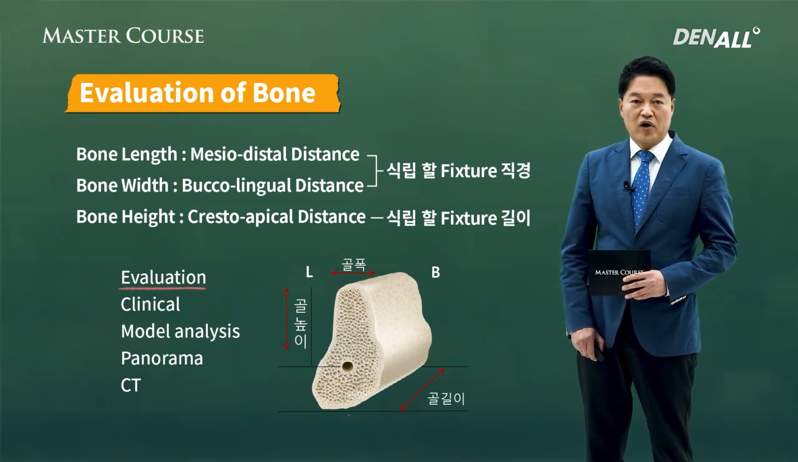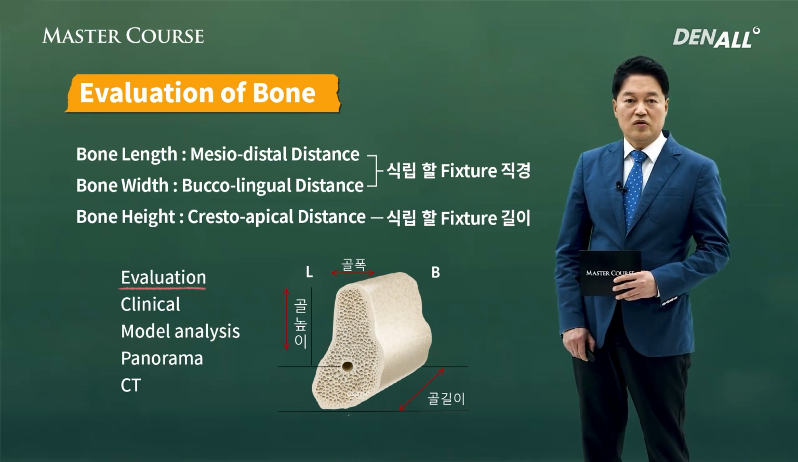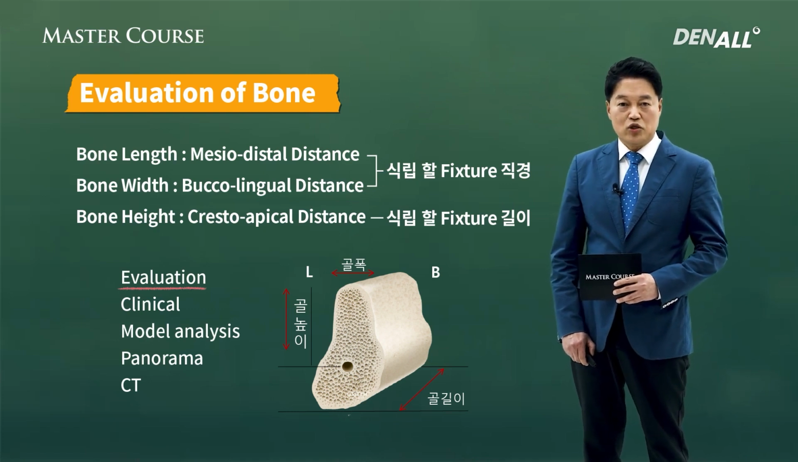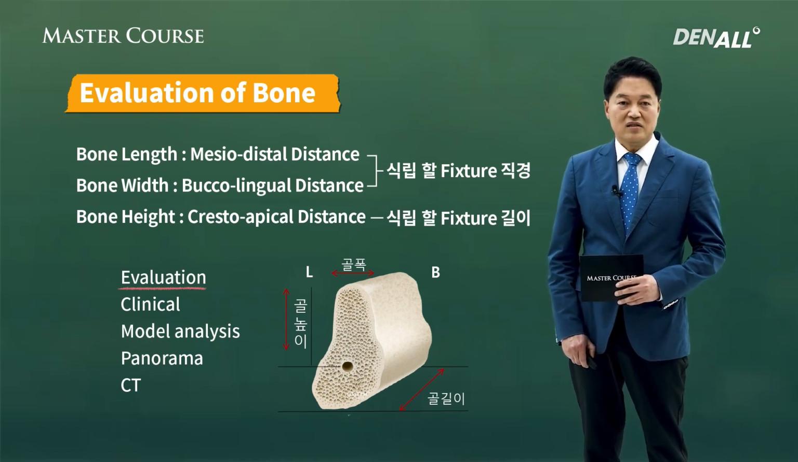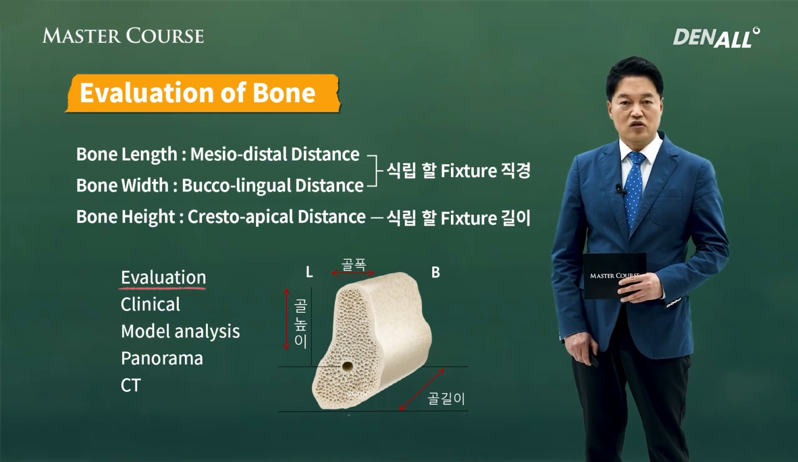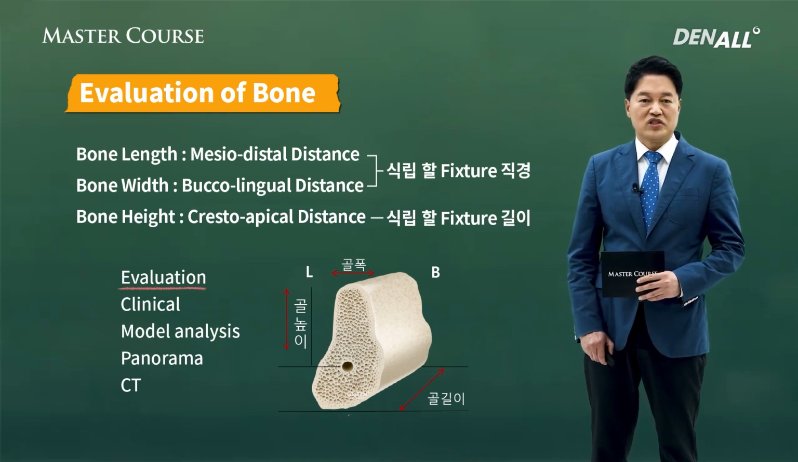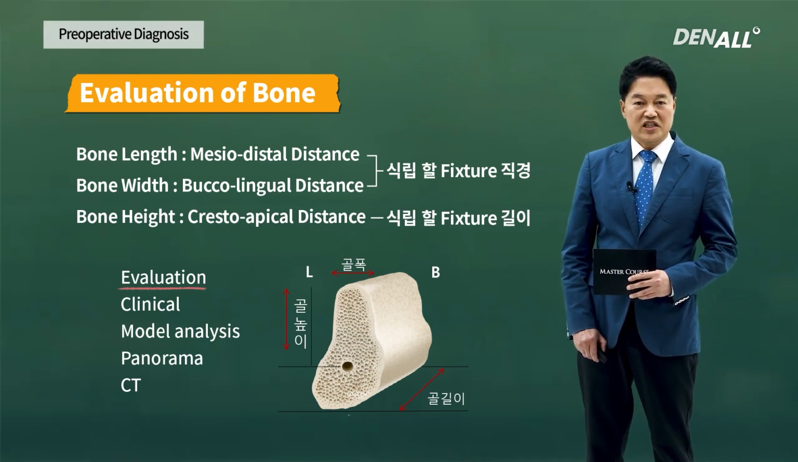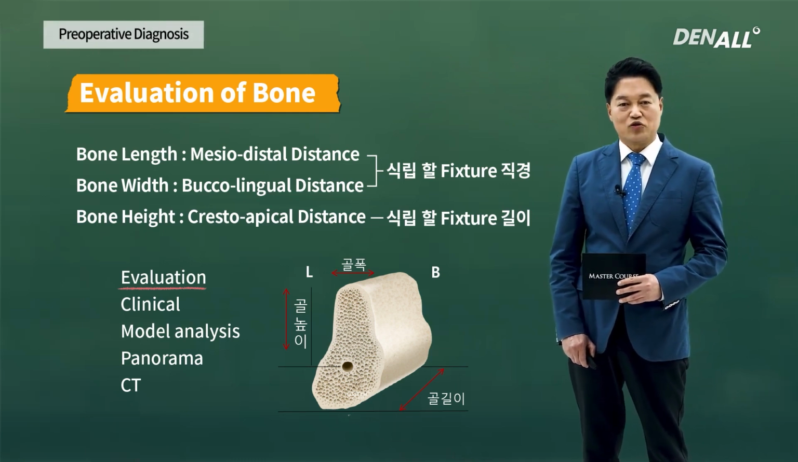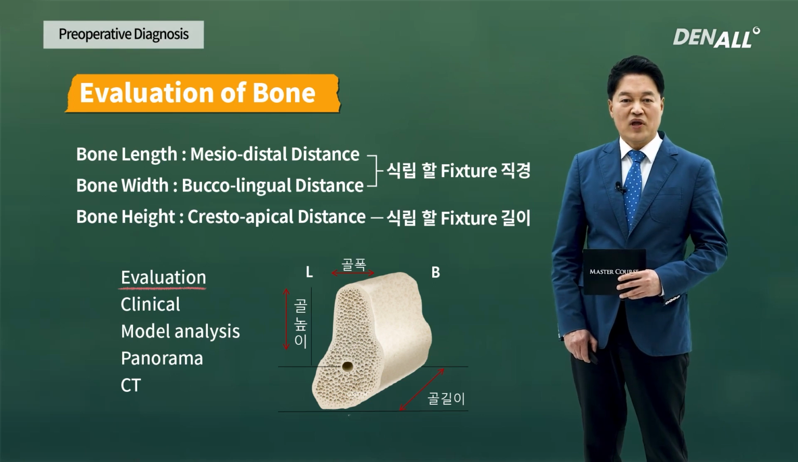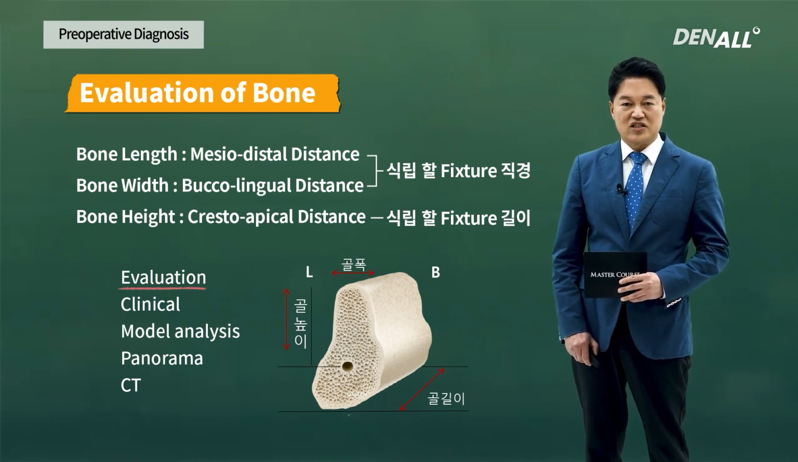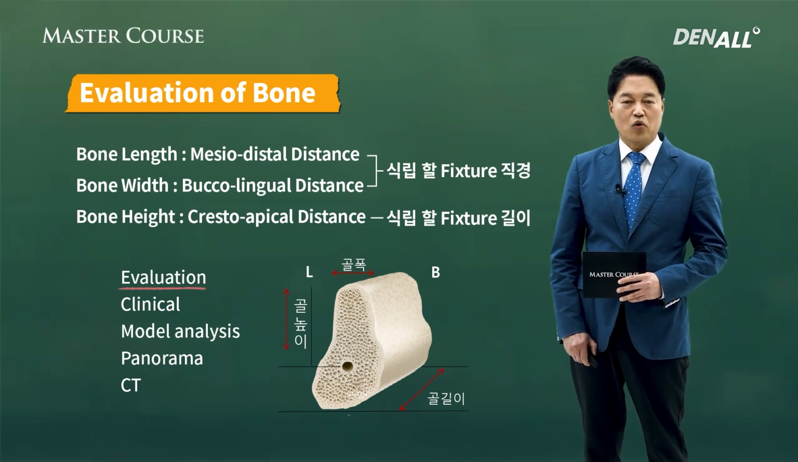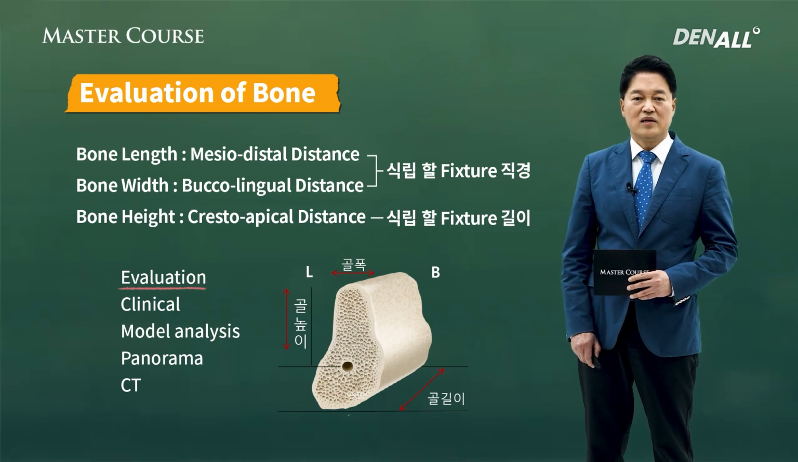Ways to evaluate bone. First, bone length, mesiodistal distance. This can be done using model analysis or within the patient's mouth. Bone width, buccolingual distance, can be determined using CT. Bone height, crestoapical distance, can be checked, as I mentioned earlier, on the panoramic view. If it is vague there, you can take a CT again to accurately assess the situation.